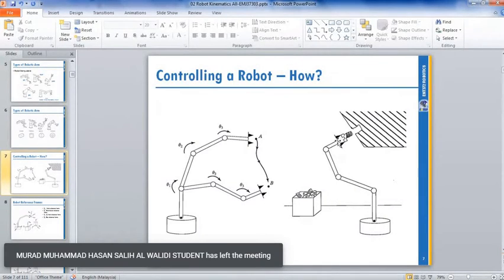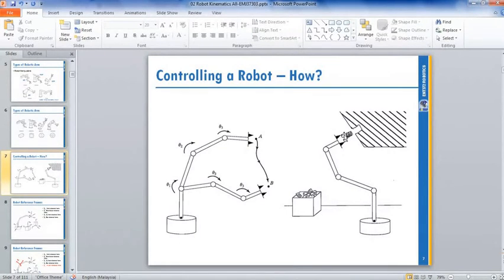So this is not only a point, but you also need to calculate orientation, because you need to define the orientation of your gripper. So not only the point, but including the orientation of the gripper. You need to calculate both point and orientation.